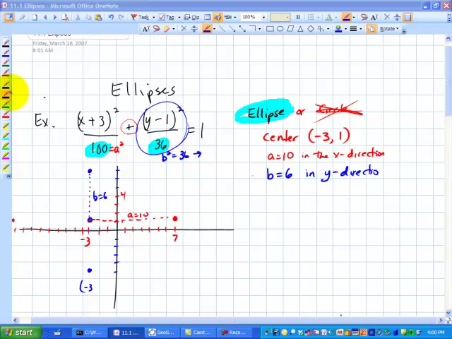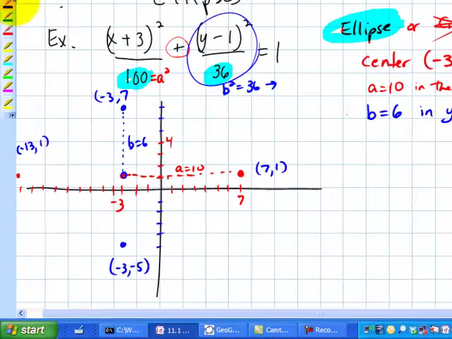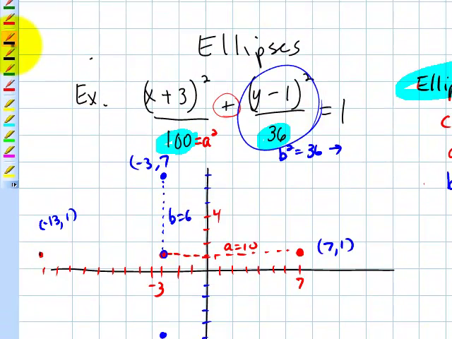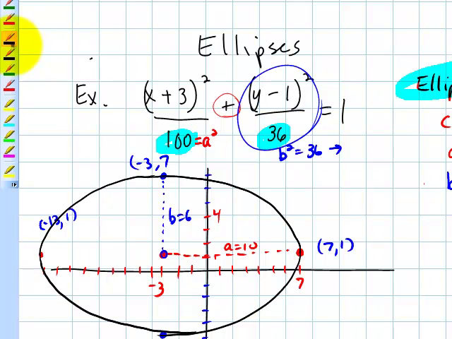And of course I'm going to go ahead and label all these points. This was at 7, 1. This was at -3, 1. I went up 6, so that was 7. And this guy over here would have been 10 units away from -3, so -13, 1. And my ellipse would travel through all of these points. And of course, you'll forgive me if my drawing isn't great, because my drawings never are. Yeah, it's close enough. There's my ellipse.